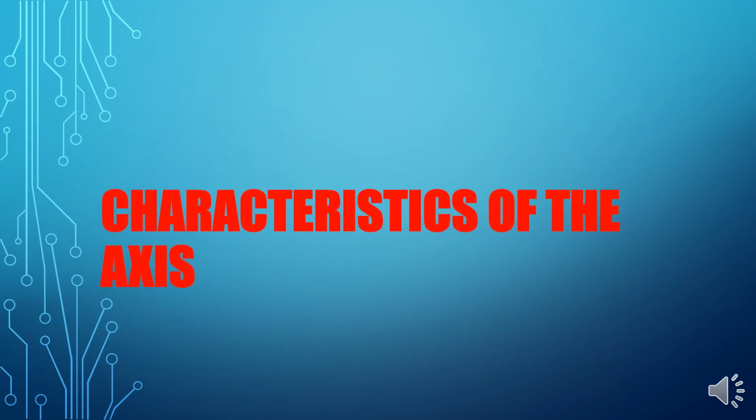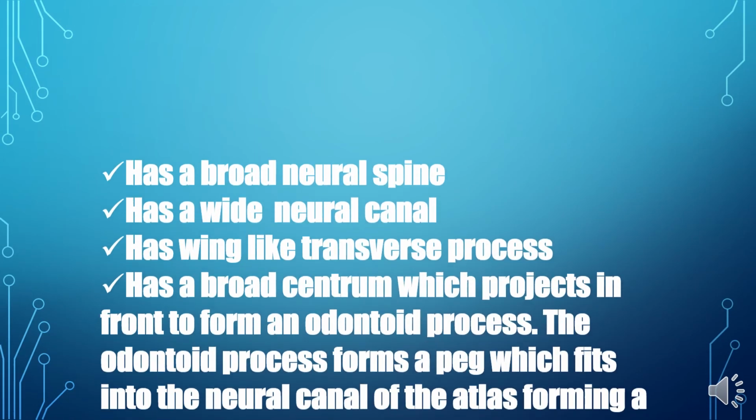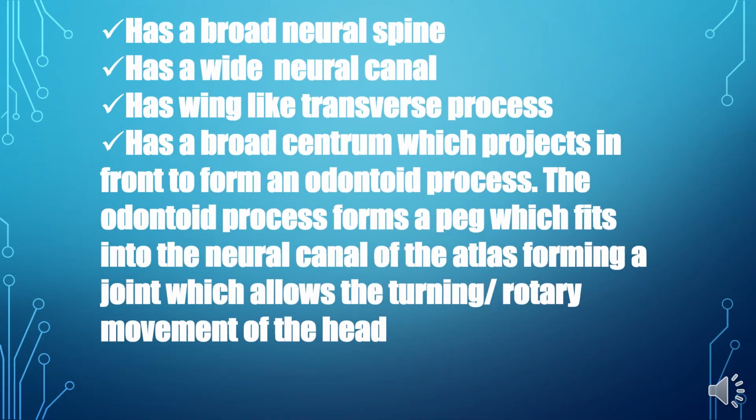Let's look at the characteristics of the axis. It has a broad neural spine, has a wide neural canal, has wing-like transverse process, has a broad centrum which projects in front to form an odontoid process. Now the odontoid process forms a peg which fits into the neural canal of the atlas, forming a joint which allows the turning or rotatory movement of the head.